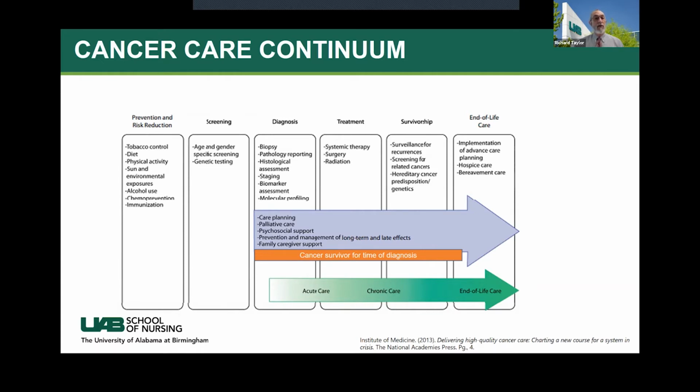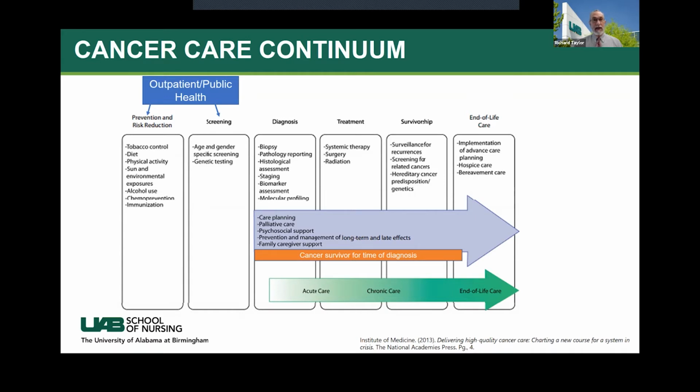Then there's screening, where there is age and gender specific screening that would need to take place, things like mammograms and colonoscopies, and genetic testing if the patient had a hereditary type of cancer. And those things would be in the outpatient or public health arena. Then we move into the diagnosis, treatment, survivorship, and end of life care. And these particular phases, as you see here, are as outlined.